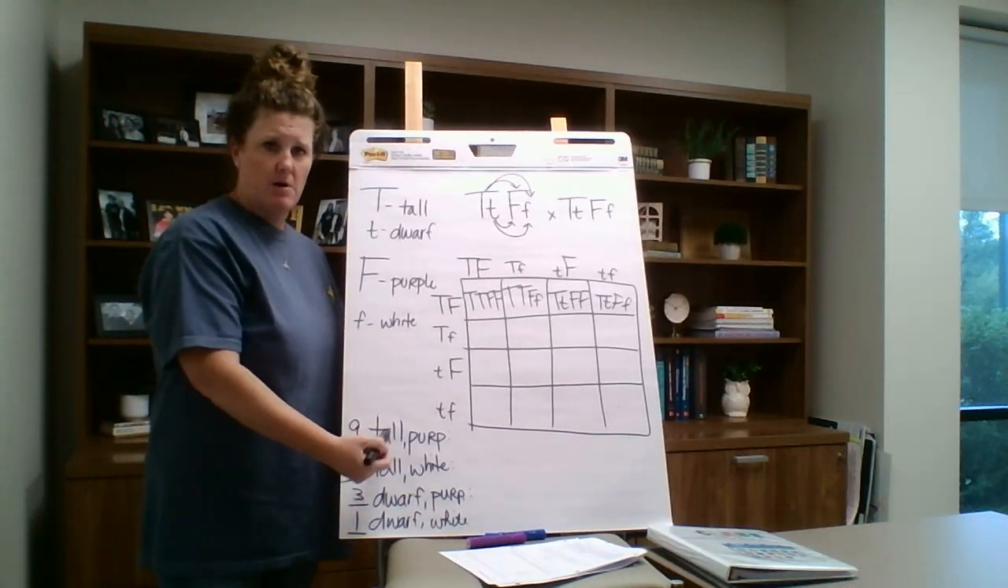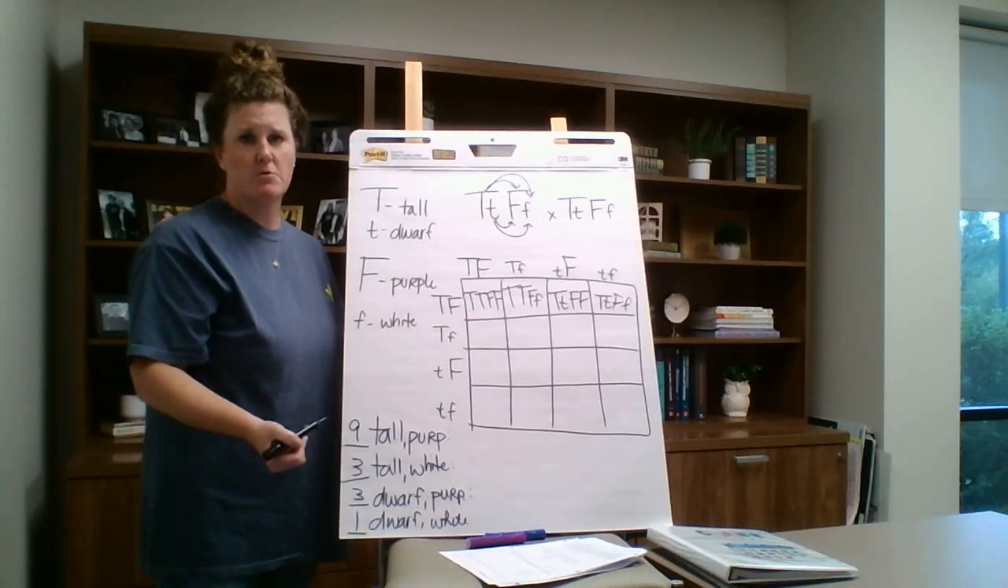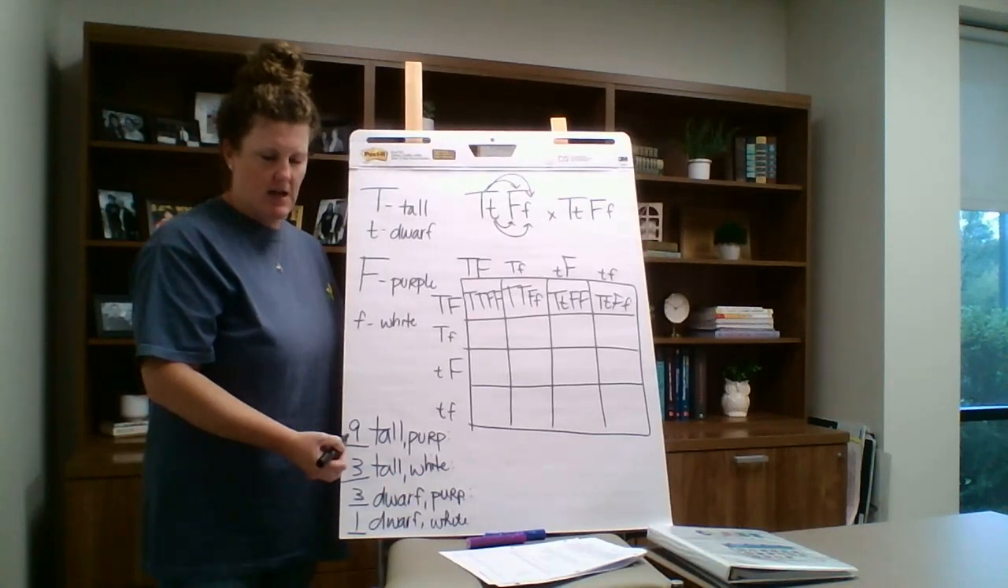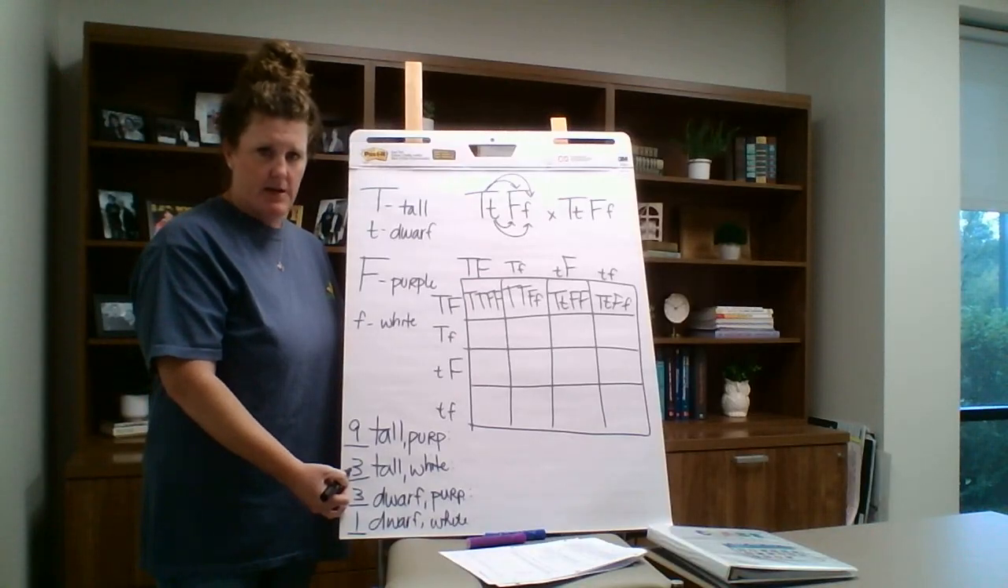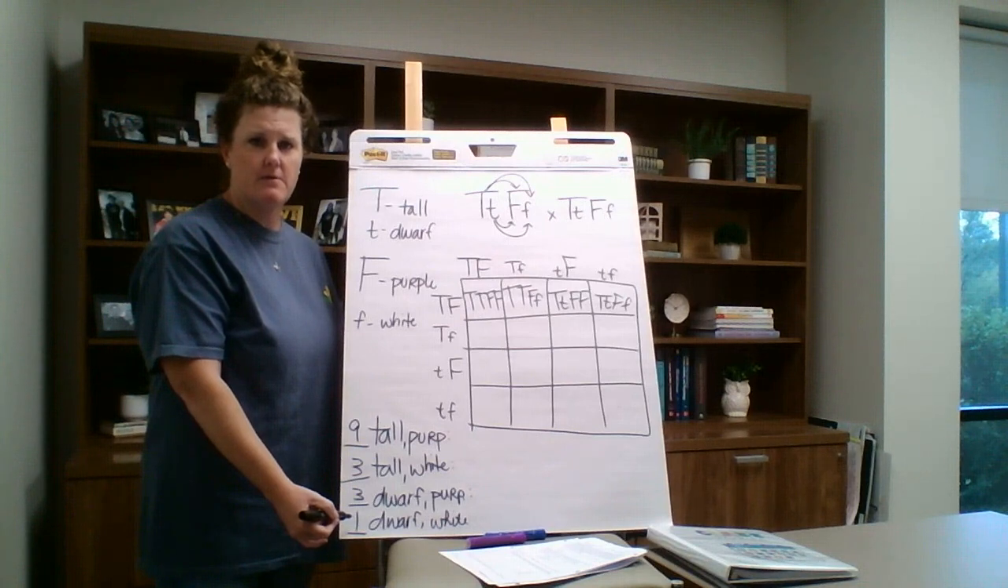And if you know the dom-dom, dom-rec, rec-dom, rec-rec, then you know what traits those numbers go with, okay? It's always 9 double dominant, 3 dominant recessive combinations, and 1 double recessive, all right?